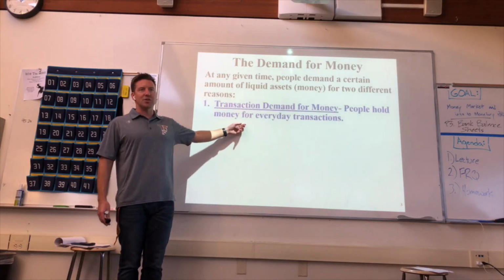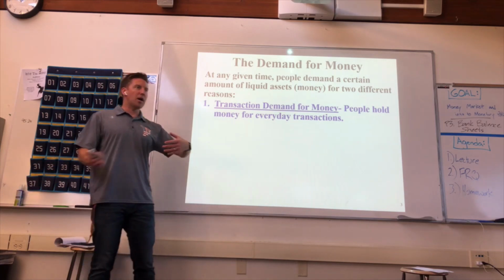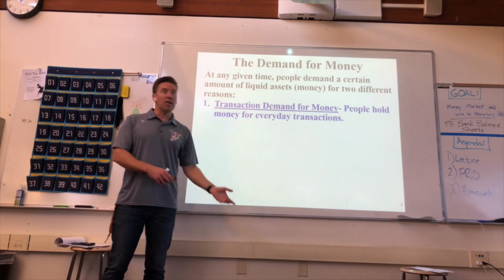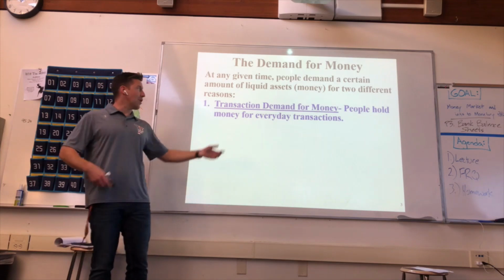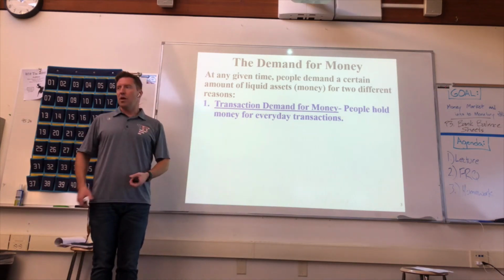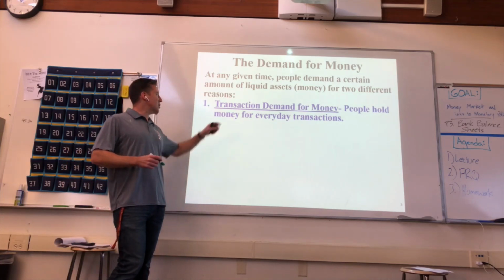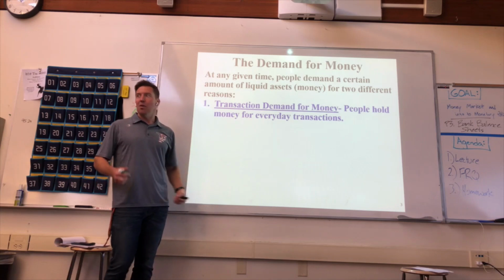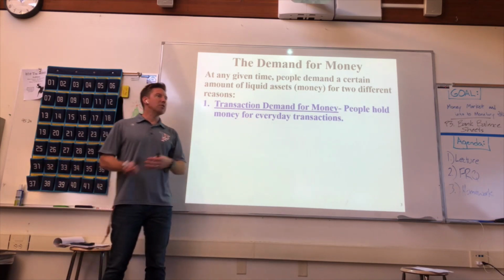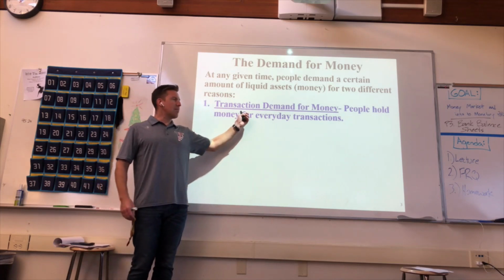One, for transactions. We have a transaction demand. I want to buy stuff. I want to buy a shrimp burrito on the way home. I like my bagel in the morning. I need my coffee. Transactions. People hold money every day for transactions. Same reason we hold money in cash, and we can also say that we hold money in our checking account, which is considered M1 money, for the same thing.